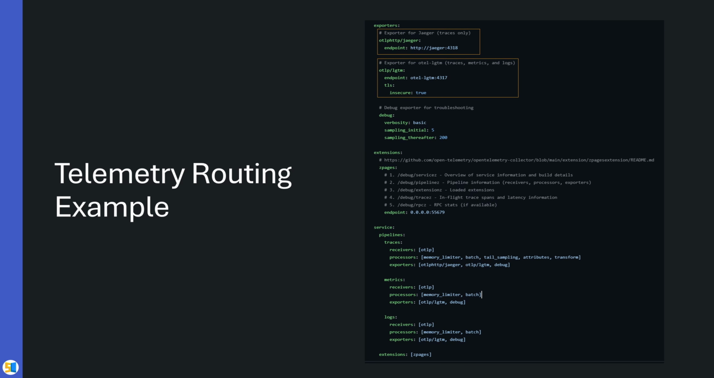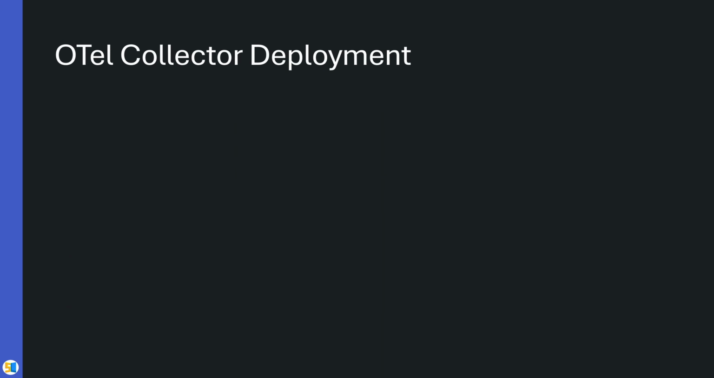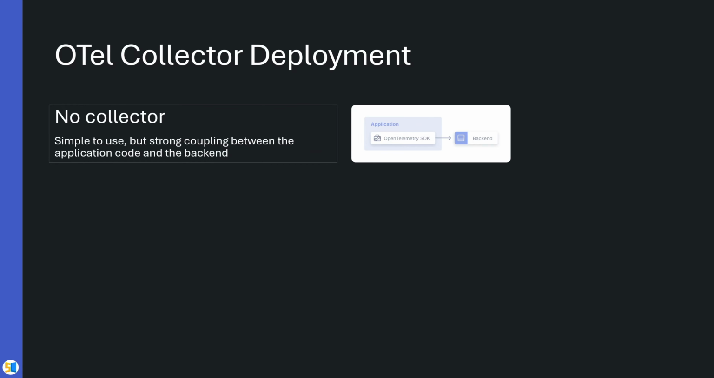Right, so let's continue to OTel Collector deployment. There are three ways to deploy collectors. One is without a collector. From our applications, we set up the SDK and then export the data directly to the backend. It's simple to use, but there is strong coupling between the application's code and the backend.